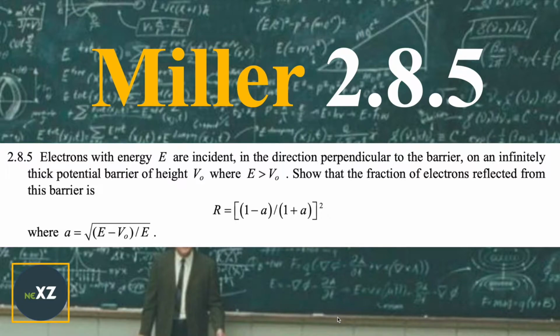So in this we are given electrons with energy E which are incident on a potential barrier with V0 and the energy is greater than V0. So we should show that the fraction of electrons that are reflected from this barrier is R equals (1 minus A) by (1 plus A) whole square. So this is how the A is given. So let's get started.